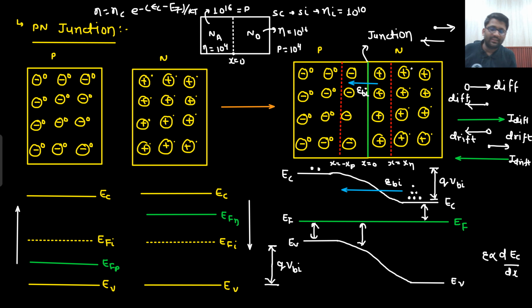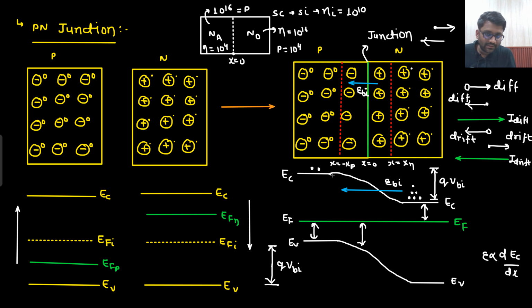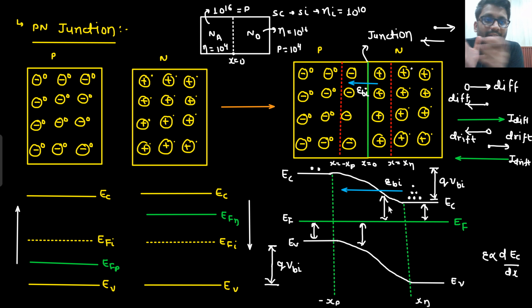When I come to the depletion region, what is my depletion region? When I made this diagram, this is my depletion region. This is x equals minus xp and this is x equals xn. So in the depletion region, what am I noticing at minus xp and xn? Sir, you said that electron and hole will recombine and kill each other, so there should not be any electron and hole. But what do I see? There is a certain gap. That means electrons and holes are present. So surely they are present.